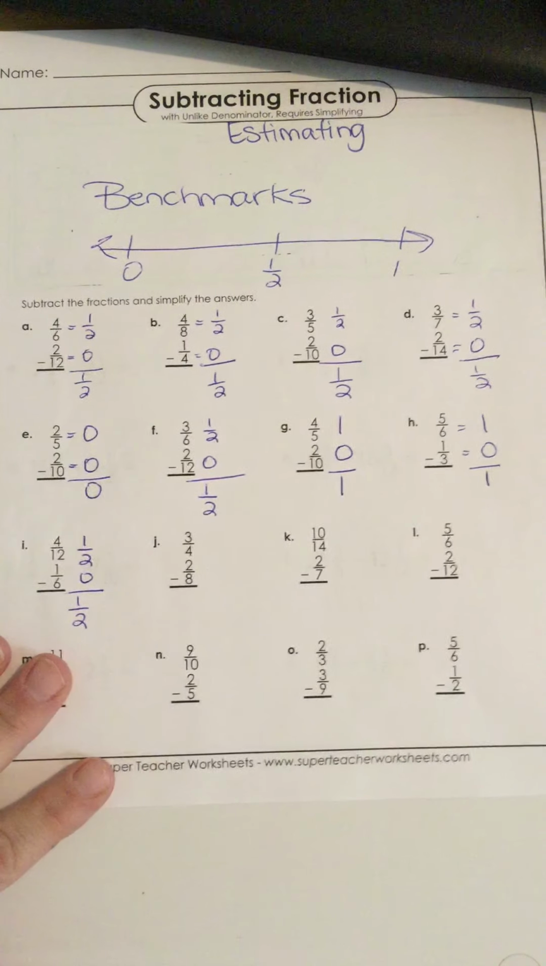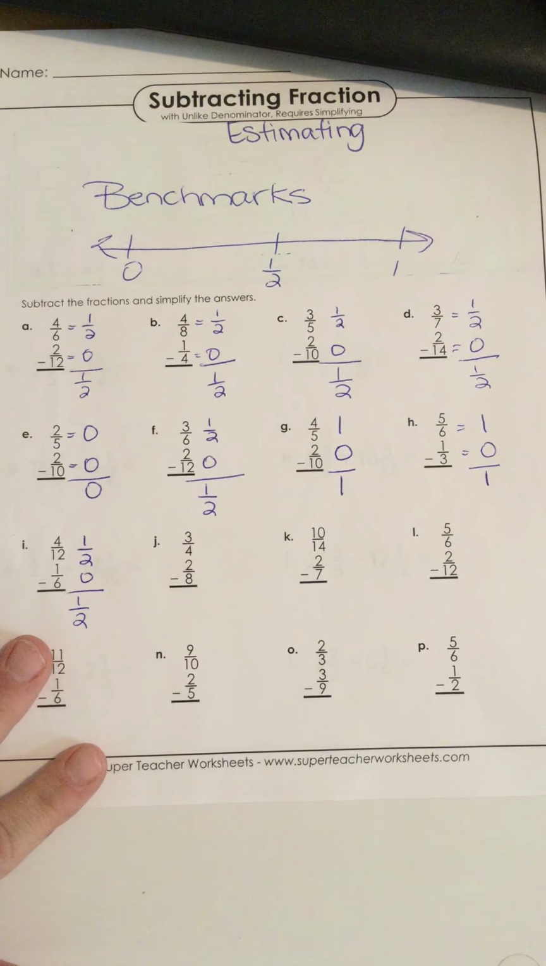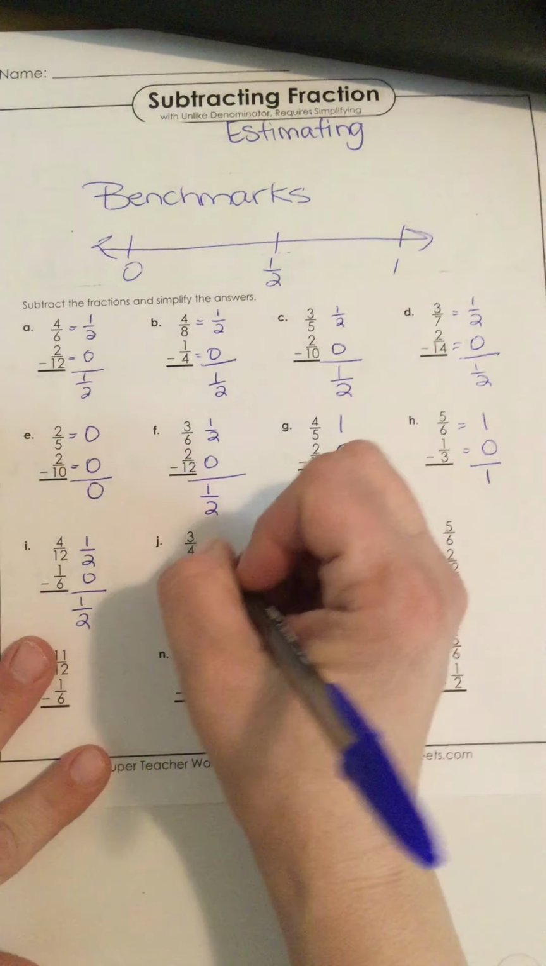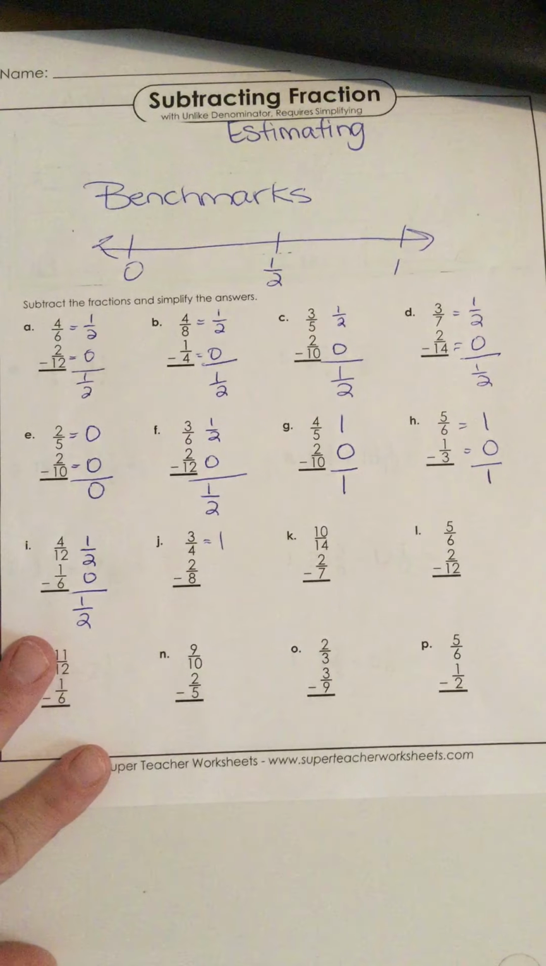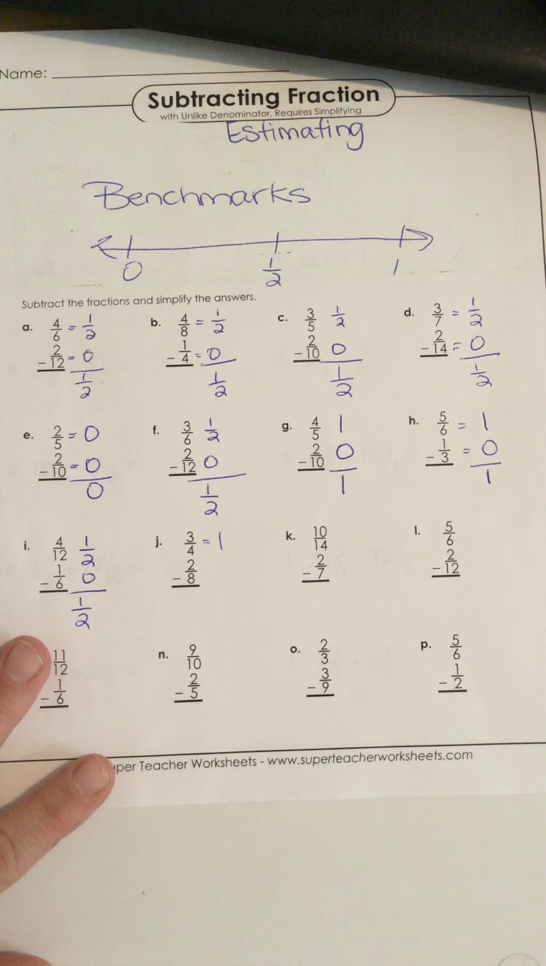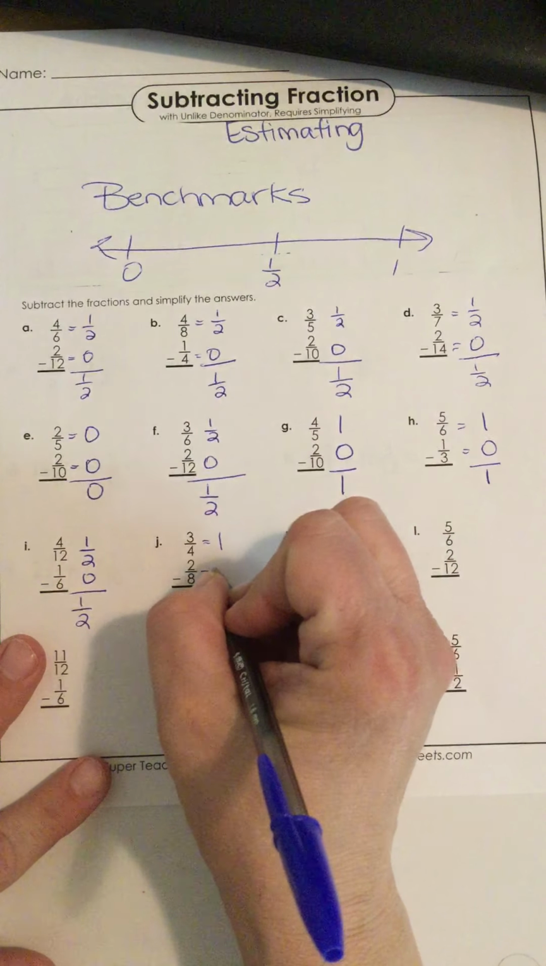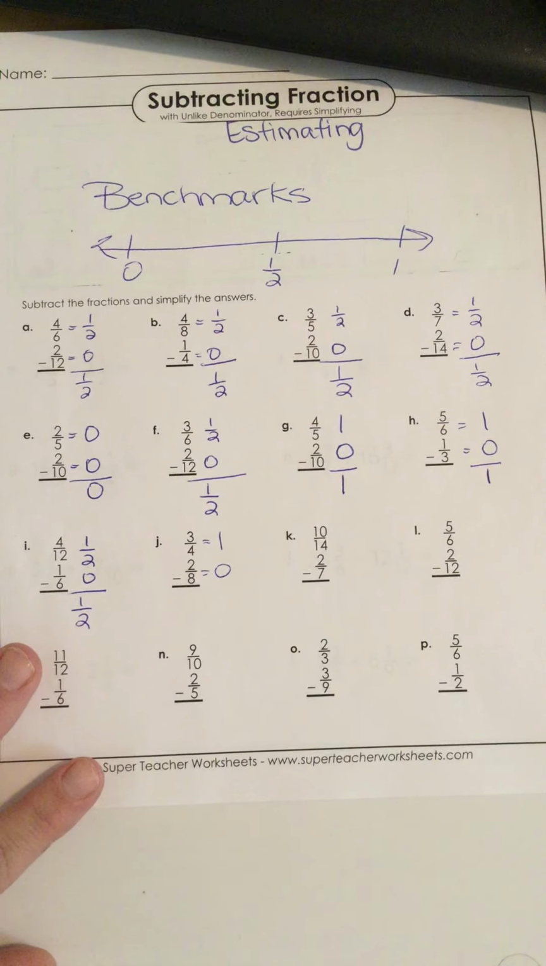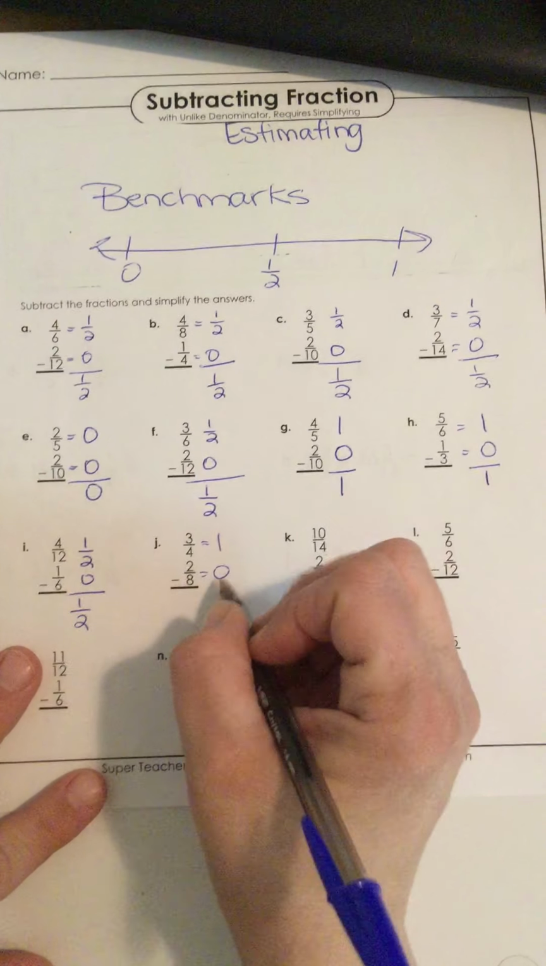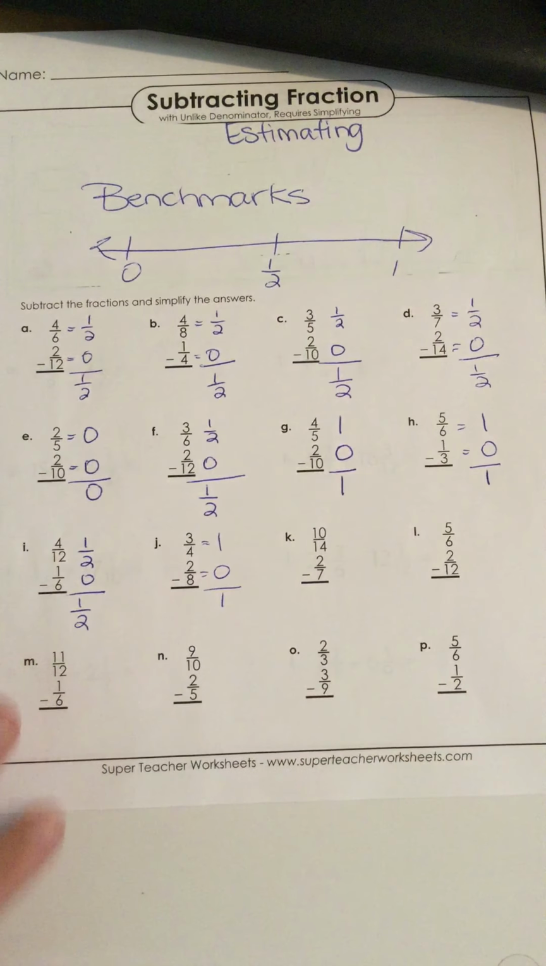All right, 3 over 4, sorry. 1 whole. And then 2 over 8. I will go with 0. If you have 1 and take nothing away, you still have 1.